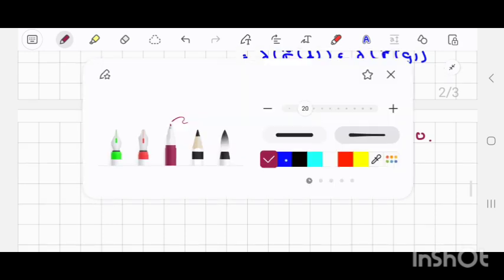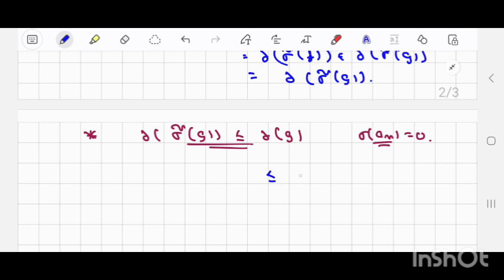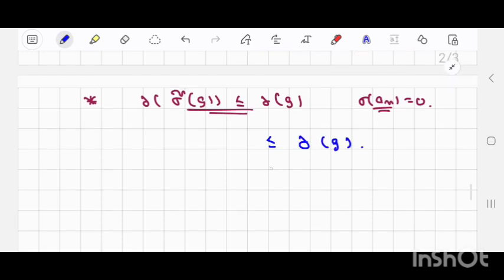So what do we conclude from here? Therefore this must be less than or equal to the degree of g. But the degree of g was assumed to be less than the degree of p, so it's a contradiction. Hence we complete the proof. Is it clear?